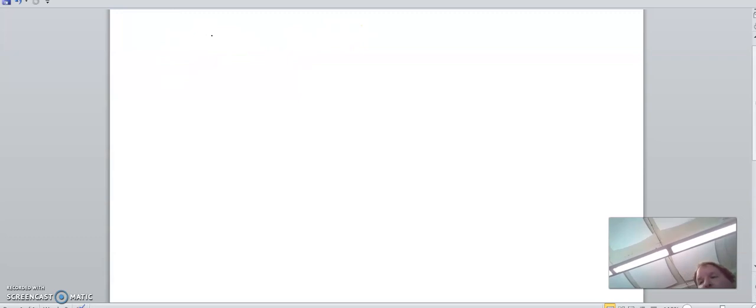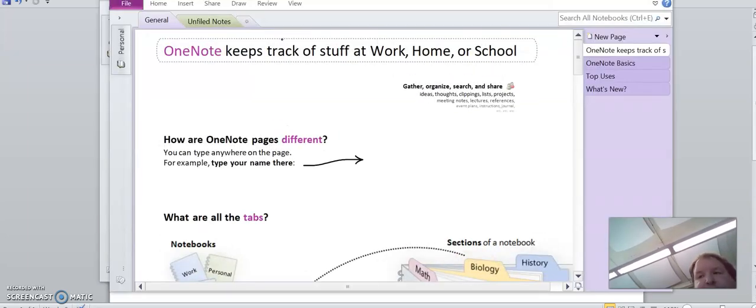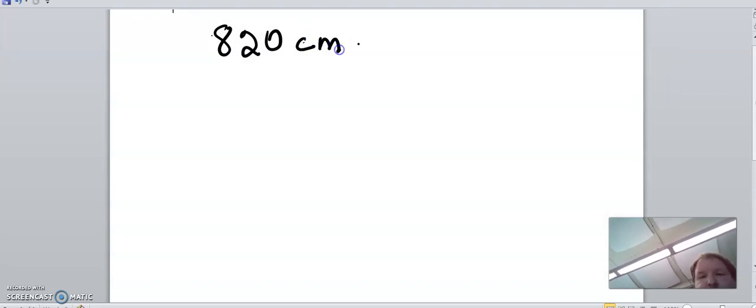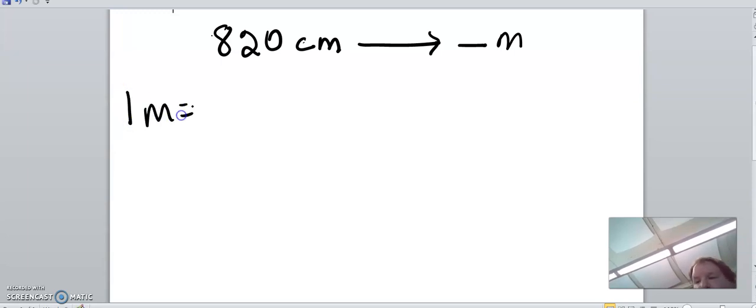Okay, so I want to look at a problem, and this is going to be one about length. Let's say we have 820 centimeters, and we want to find out how many meters that is. So we need to think about our conversion factor that we just learned about. Centimeters and meters, the one would be 1 meter equals 100 centimeters.